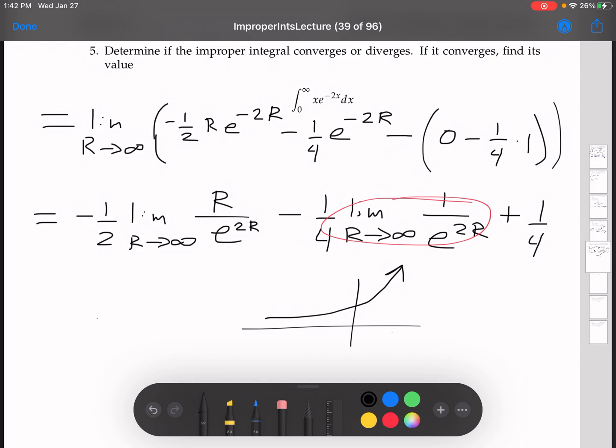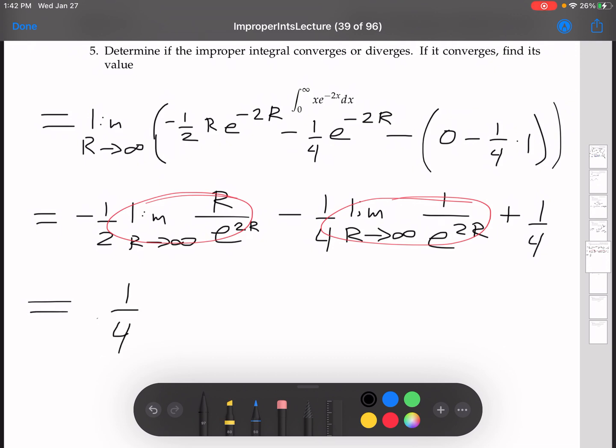And if you think of dominance, e grows so much faster than r. This is also a 0. You could use L'Hopital's rule there if you wanted to. But the answer, as you can see, is 1/4. And so it goes to a number, so it converges. What does it converge to? It converges to 1/4.